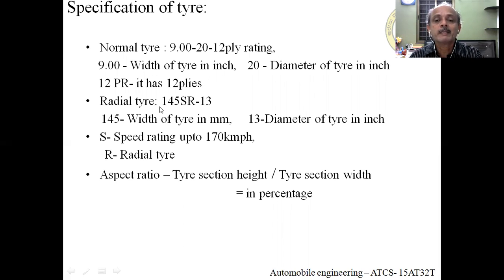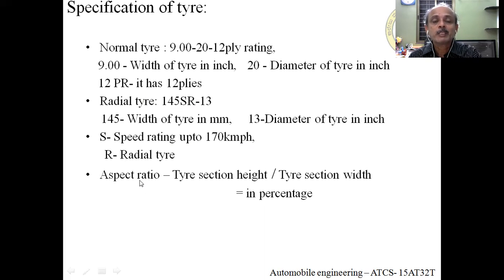With the radial tire, it is written 145 SR13. Normally it is on the side of the tire, everybody can see it. In this, 145 is the width of the tire in mm. 13 in the specification is the diameter of the tire in inches. S means speed rating up to 170 kilometers per hour. And R is radial tire. So this is the radial tire specification.